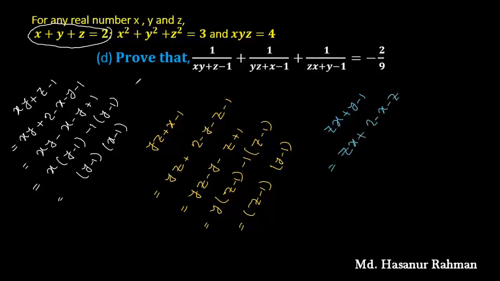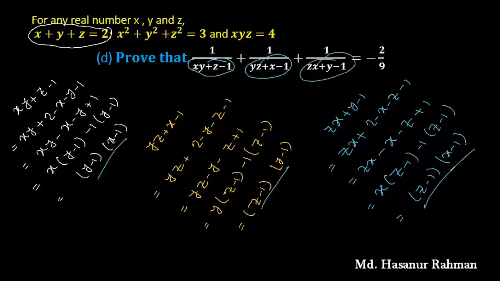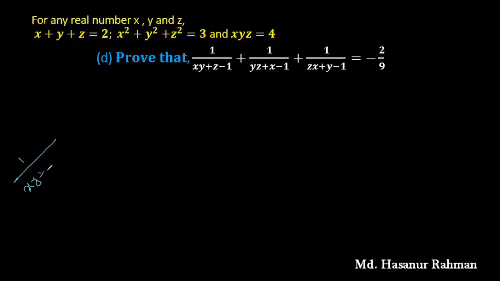Minus 1 equals zx minus x minus z plus 1. So now x into z minus 1 minus 1 into z minus 1. So we can write z minus 1 into x minus 1. If we replace this one by this one, that one by that one, and this one by this one, then we can easily write a new thing. So what will you get? We can write 1 by xy plus z minus 1, plus 1 by yz plus x minus 1, plus 1 by zx plus y minus 1.